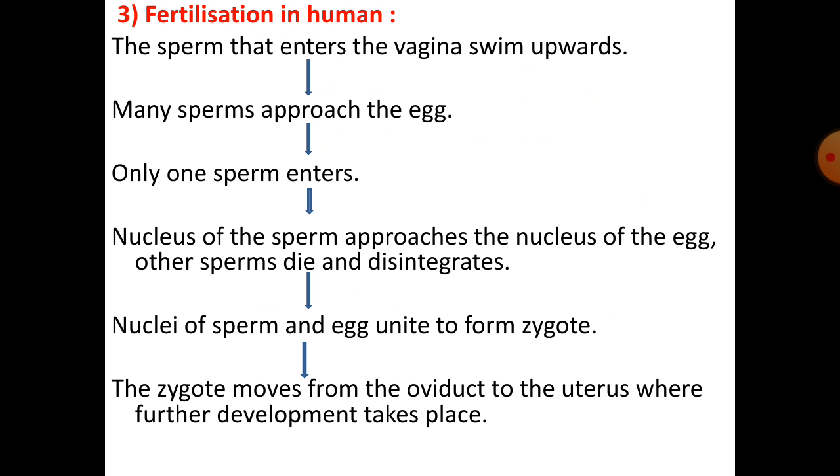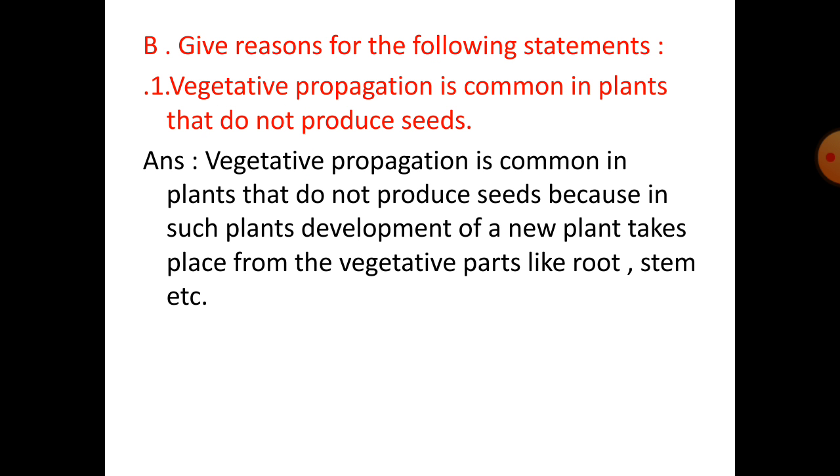Number 3. Fertilization in human. The sperms that enter the vagina swim upwards. Many sperms approach the egg. Only one sperm enters. Nucleus of the sperm approaches the nucleus of the egg. Other sperms die and disintegrate. Nuclei of sperm and egg unite to form zygote. The zygote moves from the oviduct to the uterus where further development takes place.